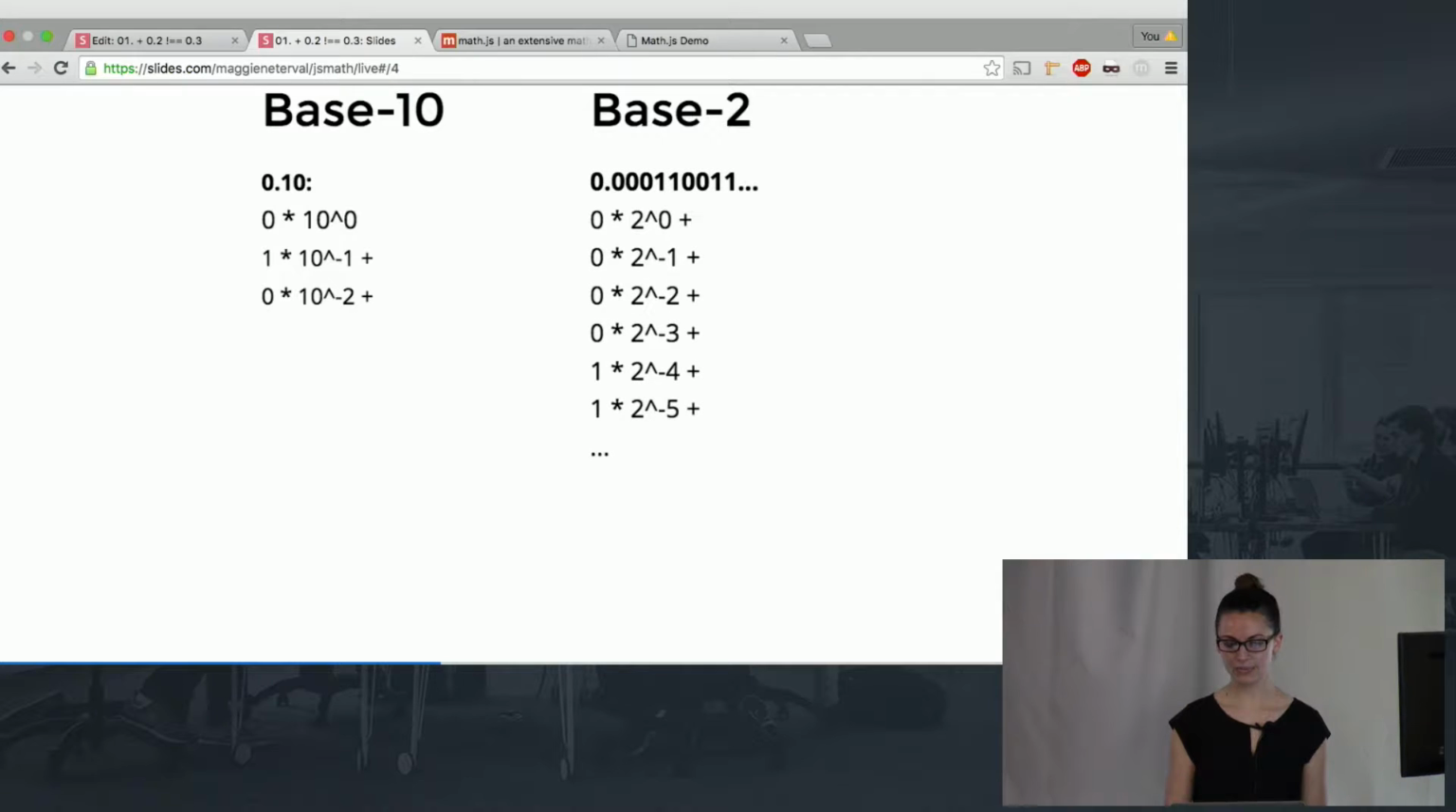On the other hand, 1/10, while it's finitely represented as an expansion in base 10, cannot be finitely represented in binary. And this might seem strange, but we don't think of it as strange when numbers can't be represented finitely in base 10. So for example, 1/3 can't be represented as an expansion in base 10.